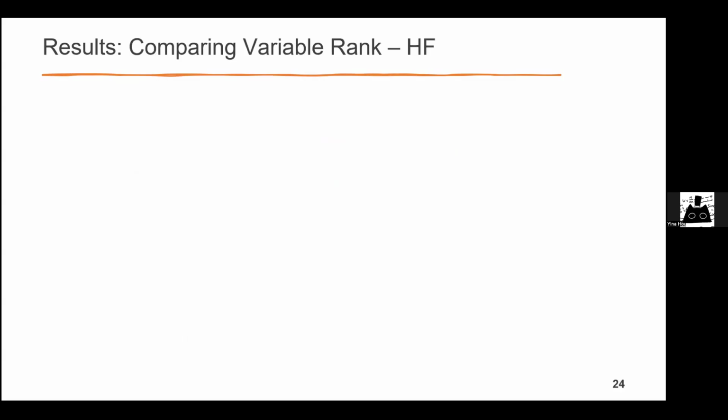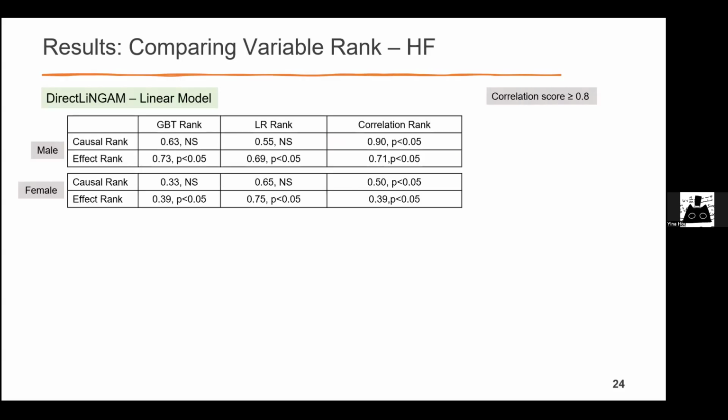We also get the Spearman correlation between causal strength rank and feature importance rank of two machine learning models, and also correlation scores. We consider correlation scores higher than 0.8 as significant. For the DirectLiNGAM model, the correlation rank with causal strength rank has a correlation score higher than 0.8. So we can see that causal features are related to correlated features.